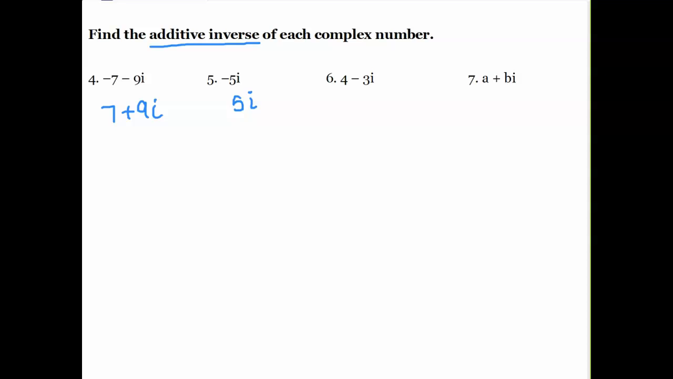In number 6, we have mixed signs. The additive inverse of 4 is -4. The additive inverse of -3i is +3i. And in 7, the additive inverse of a is -a. The additive inverse of bi is -bi.